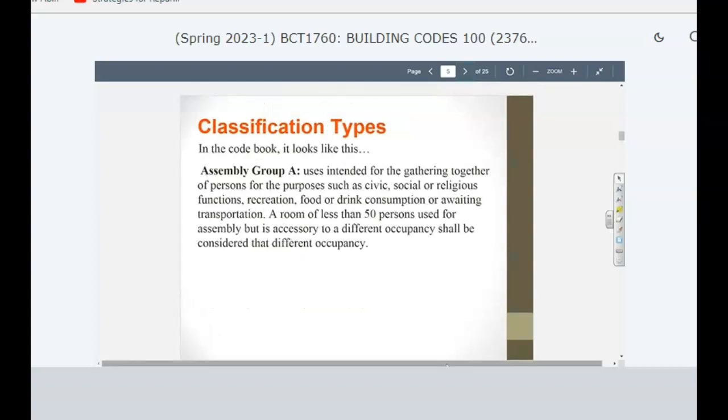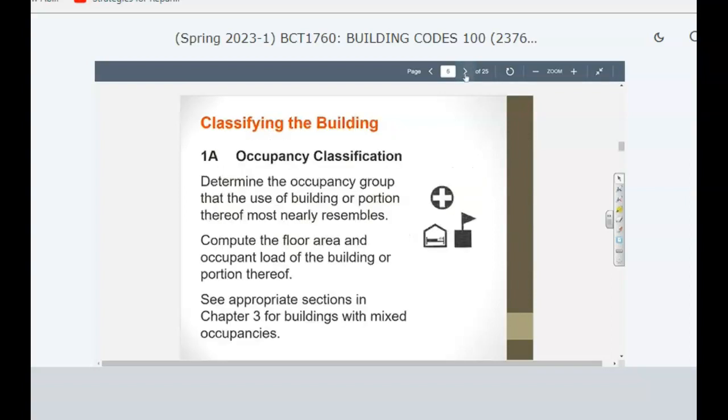In the code book, it looks like this. We want to check out the language. Assembly Group A: uses intended for gathering together persons such as civic, social, religious functions, recreation, food and drink consumption, or waiting transportation. A room of less than 50 persons used for assembly but accessory to a different occupancy shall be considered that different occupancy. So it always talks in vague terms, and the purpose is that you will get to interpret these terms, hopefully not in a court of law.